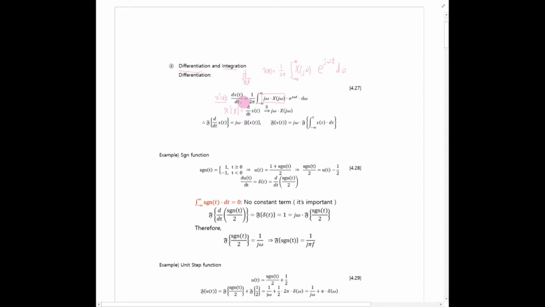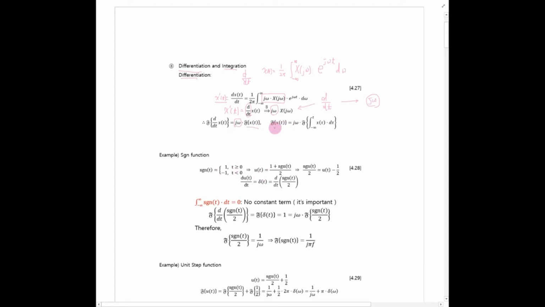So the differentiated function's transform is just multiplied by j omega. So you can think about d/dt being equal to j omega. So in the case of differentiation, we can consider d/dt as corresponding, in the spectral domain, to just j omega. So in the spectral domain, it's j omega. Here it shows that d/dt of x equals j omega times the Fourier transform of the x function.